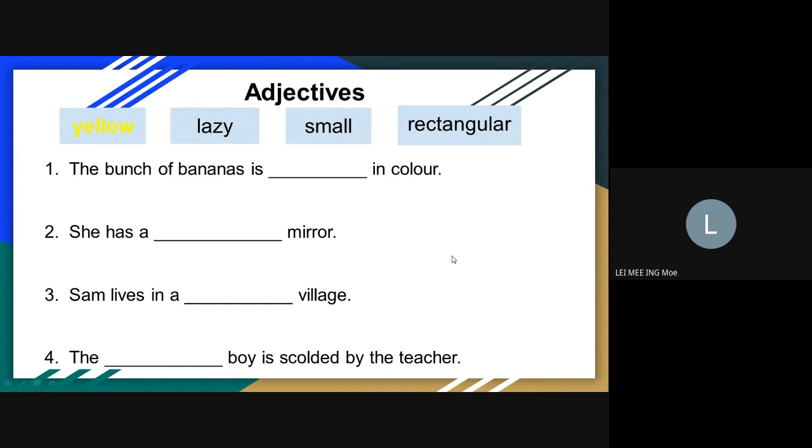All right, my dear pupils, you can type your answer in the comment here so that I can see your answer. I will give you a few seconds. Please type your answer. Or if you want to write down your answer, you can use a piece of paper.